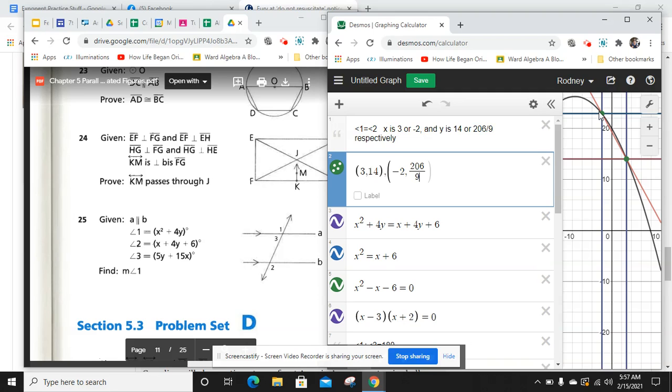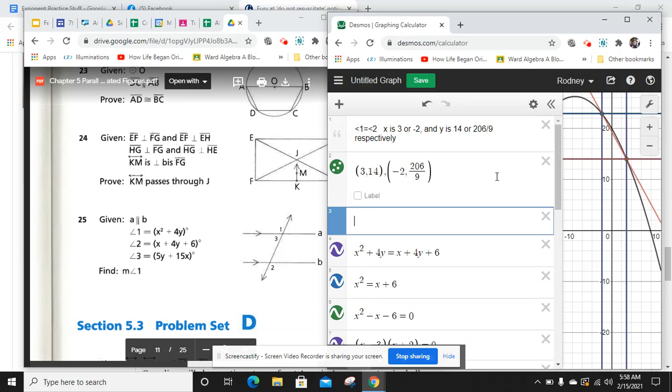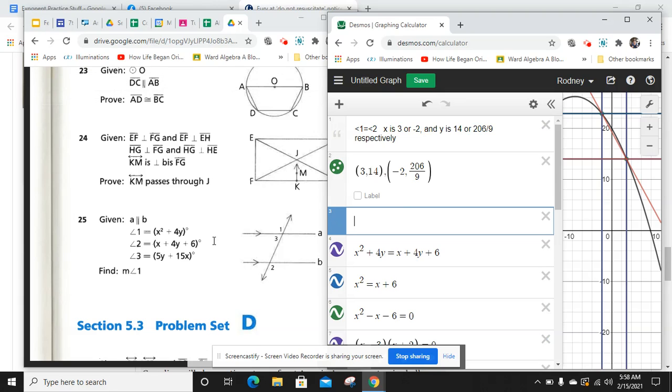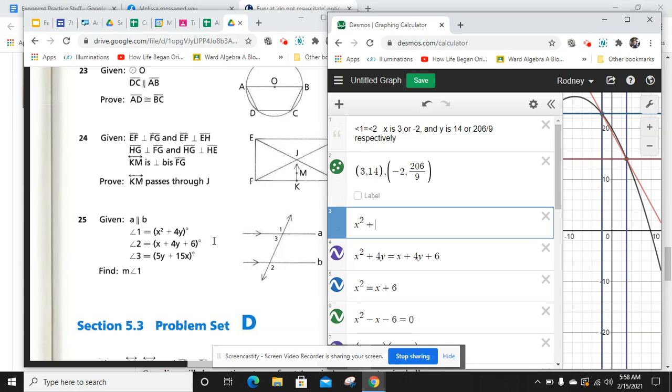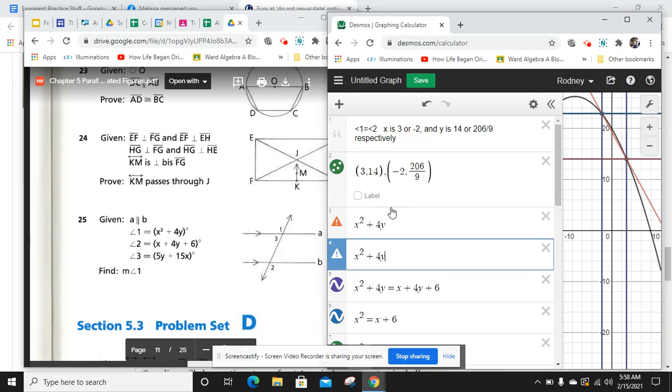And you'll look over here, you see these intersecting points? These are the intersecting points that on the graph actually show the system of equations solution. So that's pretty good confirmation, as long as I don't have a typo somewhere. So let's actually work out what angle 1 is. So we know angle 1 is x squared plus 4y. And I'm going to need that twice because I'm going to need it for (3, 14) and I'm going to need it for (-2, 206 over 9).